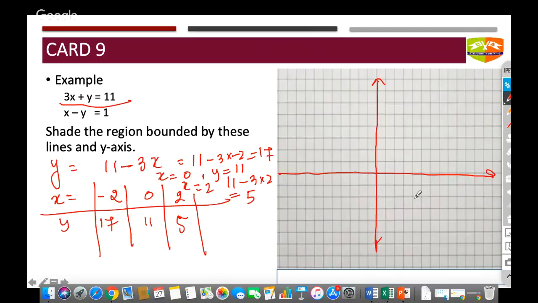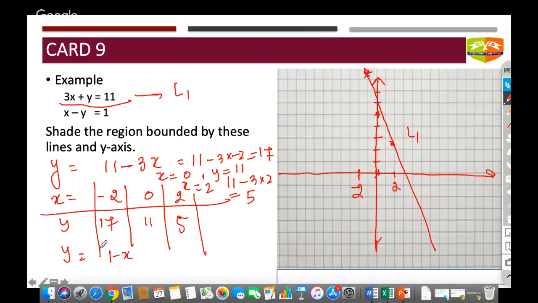Let me plot this line for you. I'll take this as -2, and I'm taking 2, 4, 6, 8, 10, 12, 14, 16, and this will be 17, so somewhere here. Then at x is equal to 0, y is equal to 11, so somewhere here. And then at x is equal to 2, I'll have y is equal to 5, somewhere here. So I'm getting one line like this, which is my line L1.